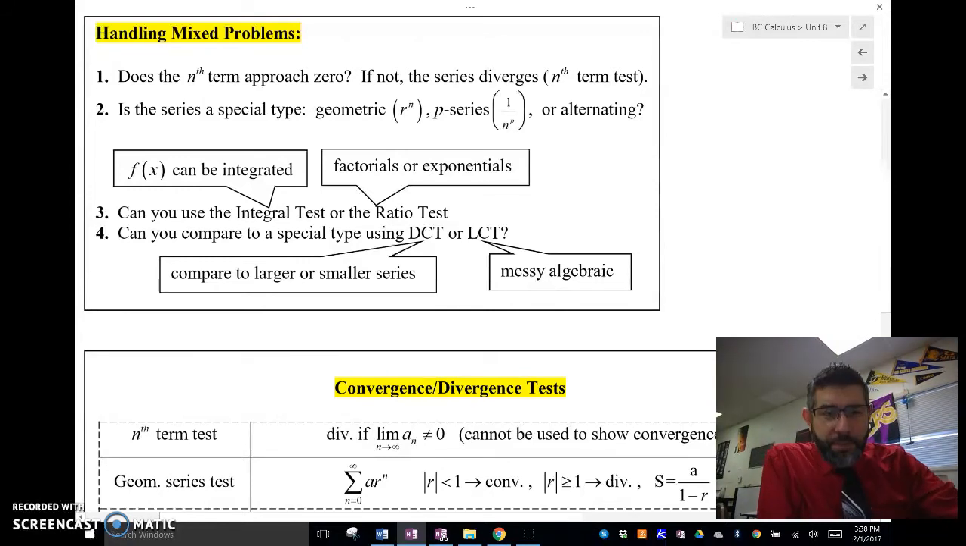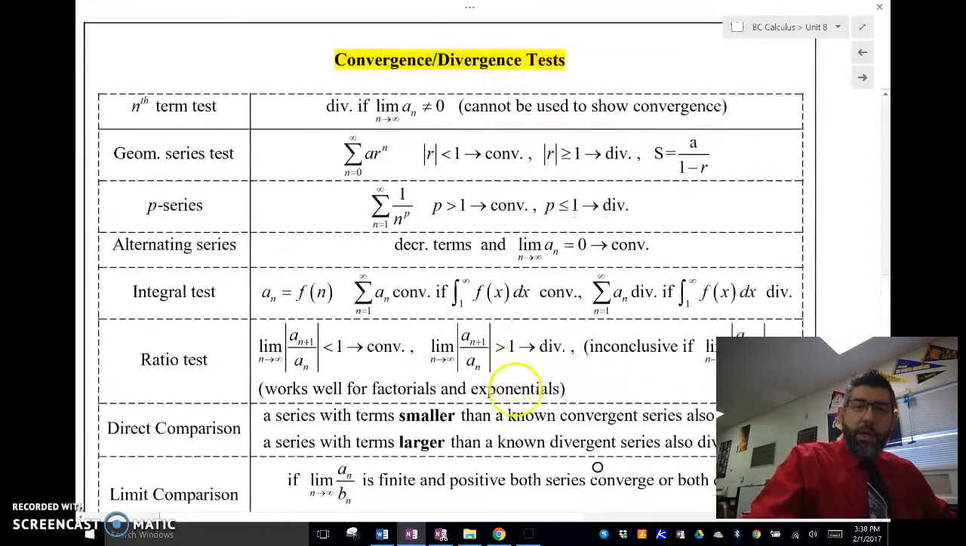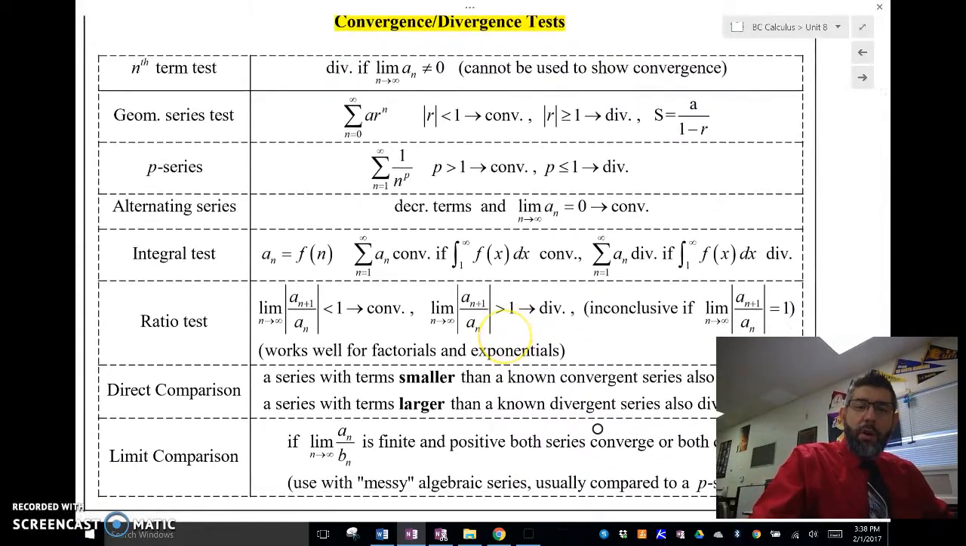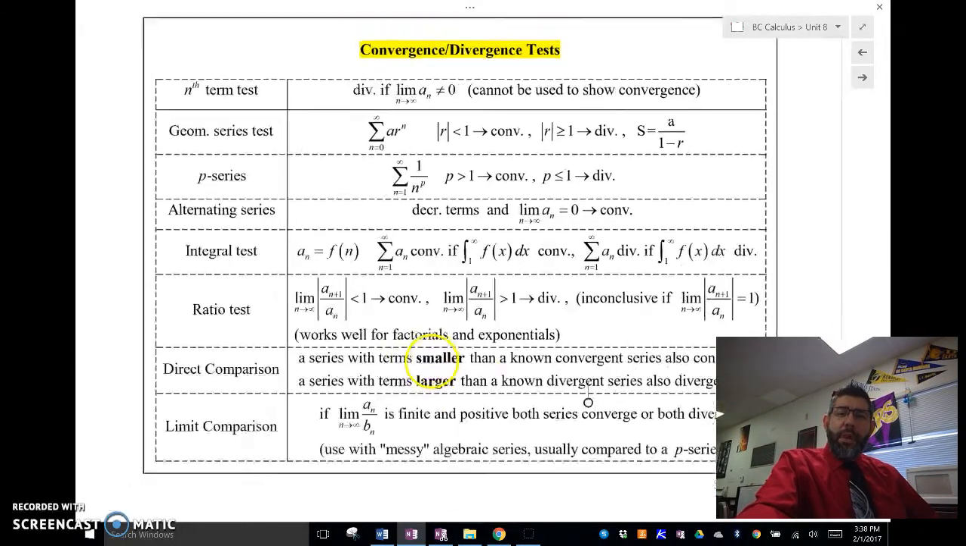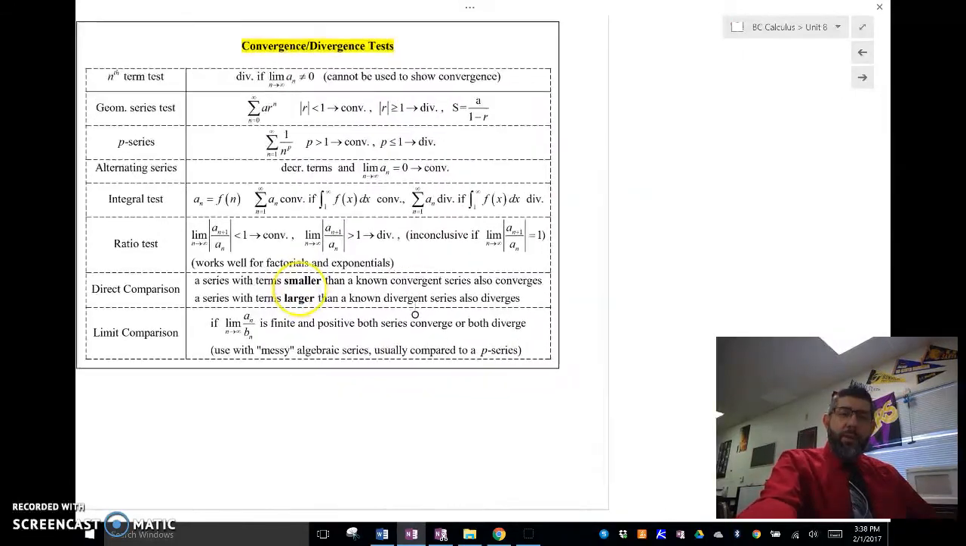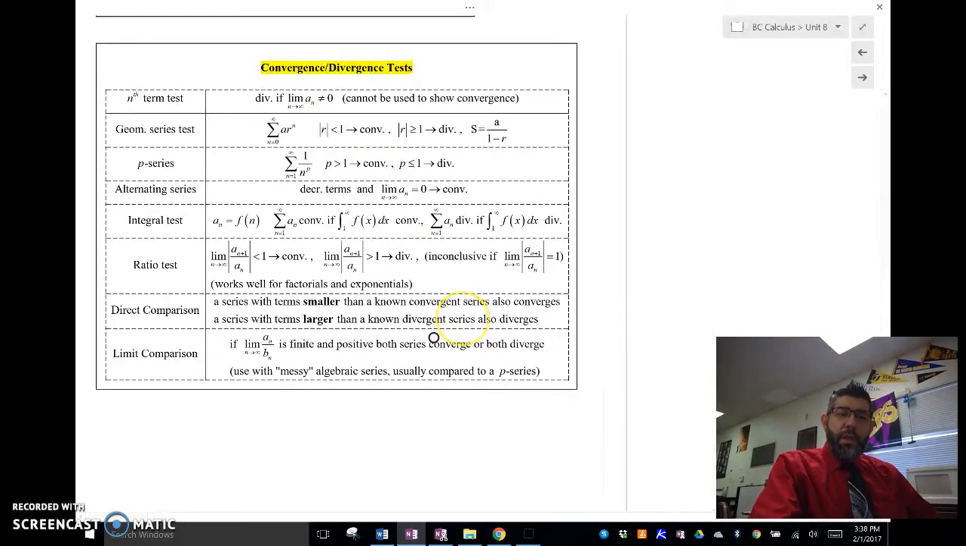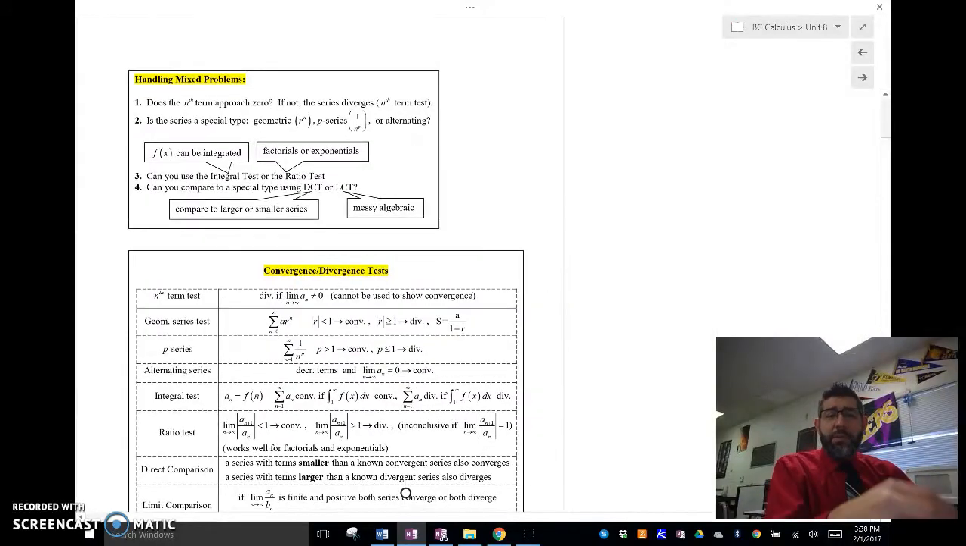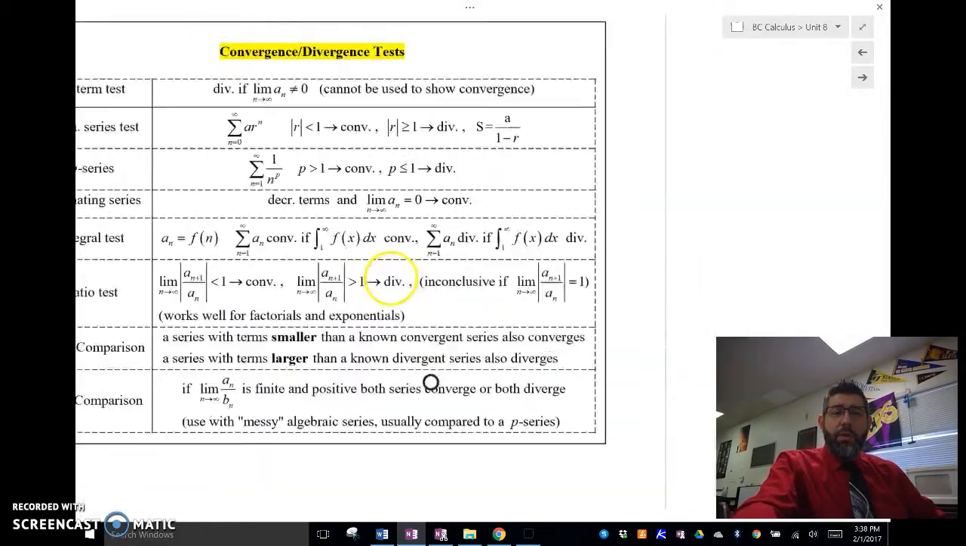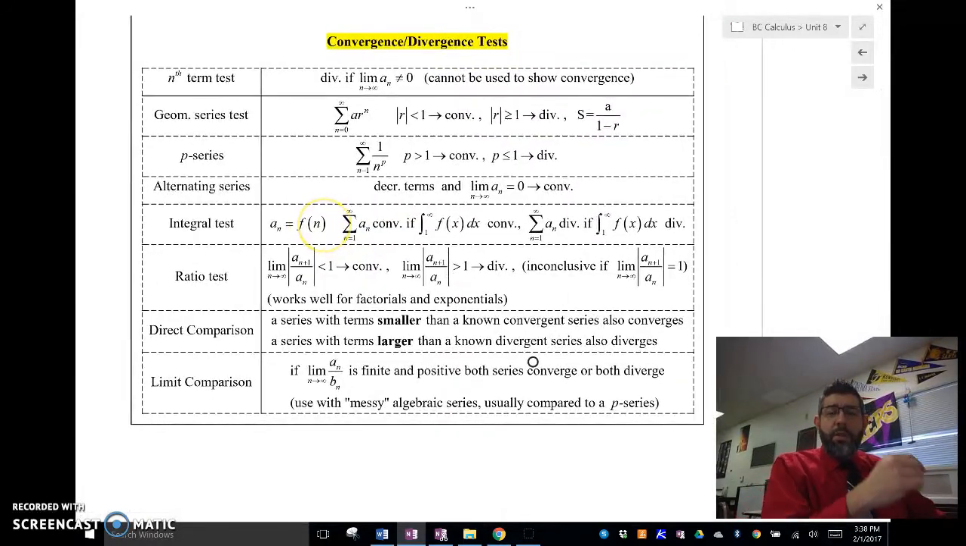So just in review here, okay, all of a sudden my thing's not working. In review here are the convergence and divergence tests that we use in Calc BC or in Calculus 2. So you could take a screenshot of this or whatever, and I'm sure my head might be in the way, so I'll shrink this down for you. And if you're in my class, you have this with you in your book.